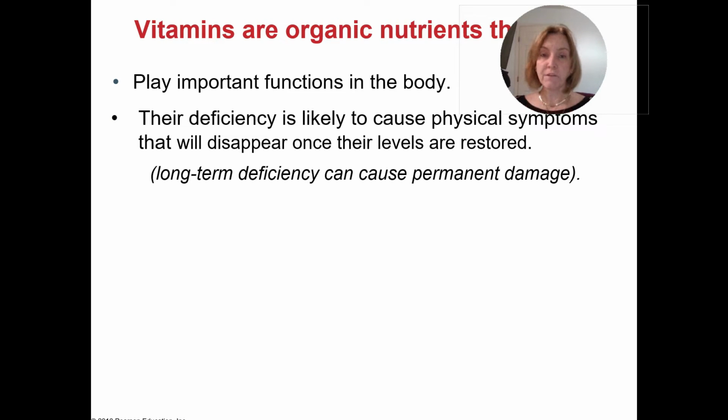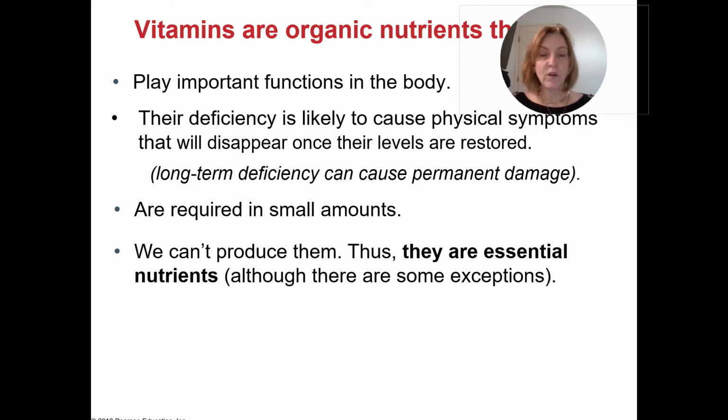Vitamins are organic nutrients that play important functions in our body. If we have any deficiency of these nutrients, we will have disease or physical symptoms that can disappear once the levels of these nutrients are restored. Anyway, long-term deficiency can make us have disease or permanent damage. Even if we require vitamins in a small amount, we can't produce them in the amount we need. It means they are essential nutrients and we depend on foods to obtain them.